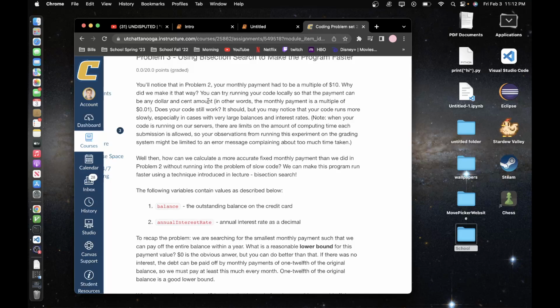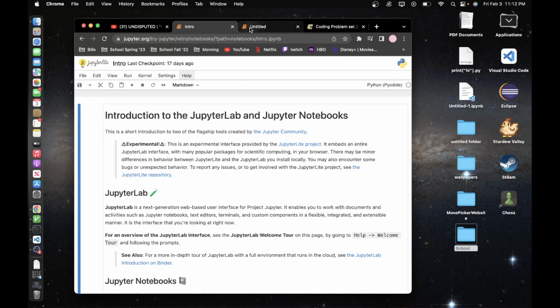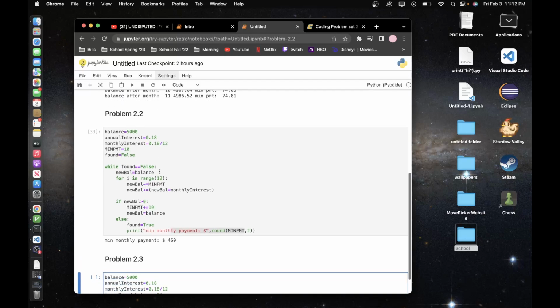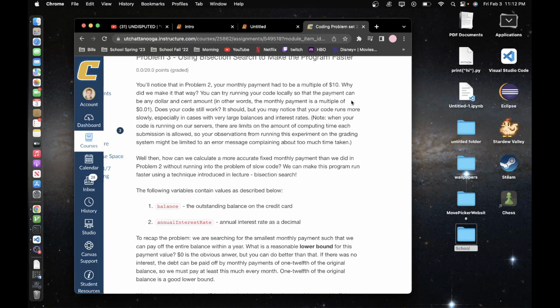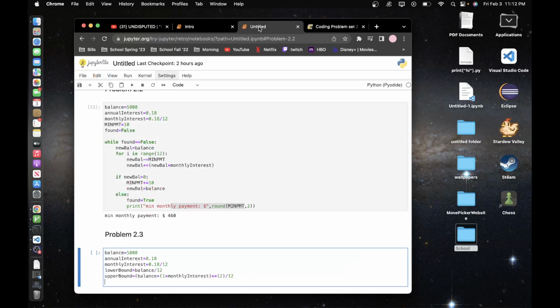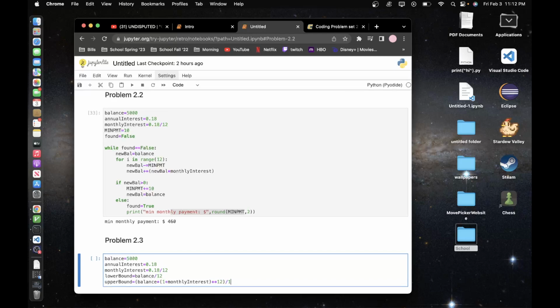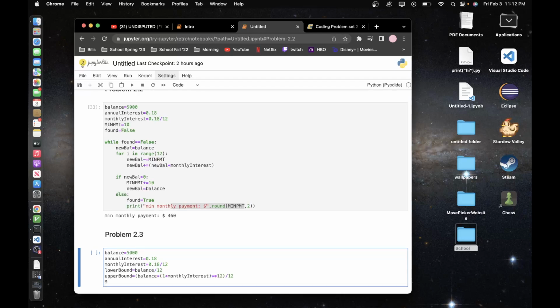The problem said the payment can be any dollar and any cent amount. In other words, the monthly payment is a multiple of 0.01, so a multiple of 1 cent. The monthly payment, so this is another fixed variable.